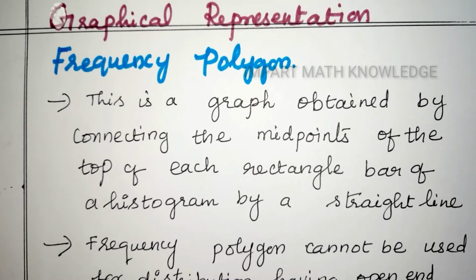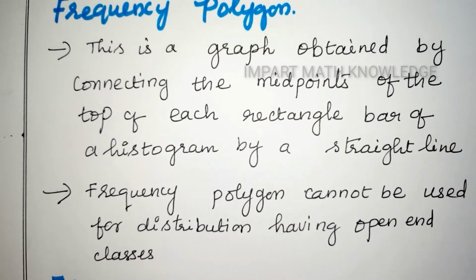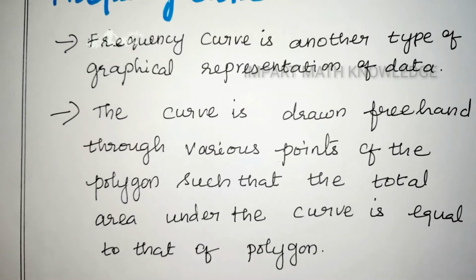Frequency polygon. This is a graph obtained by connecting the midpoints of each rectangular bar of the histogram by a straight line. The frequency polygon cannot be used for distributions having open-end classes. Frequency curve. Frequency curve is another type of graphical representation of data. The curve is drawn freehand through various points of the polygon such that the total area under the curve is equal to that of the polygon.